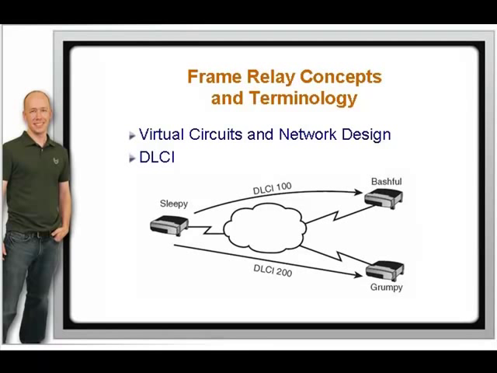DLCIs are assigned by your provider and are used between your router and the frame relay provider. In other words, DLCIs are locally significant. For example, assume you have 3 routers named Sleepy, Grumpy, and Bashful. The Sleepy router is connected to the frame relay provider that provides permanent virtual circuits to both Bashful and Grumpy routers. DLCI 100 defines the PVC to Bashful, and DLCI 200 defines the PVC to Grumpy. Although it is not shown, Bashful and Grumpy will likewise have DLCIs to define their PVCs back to Sleepy.